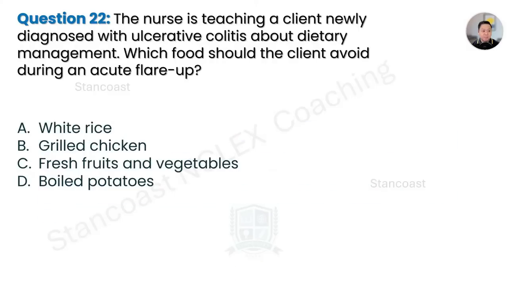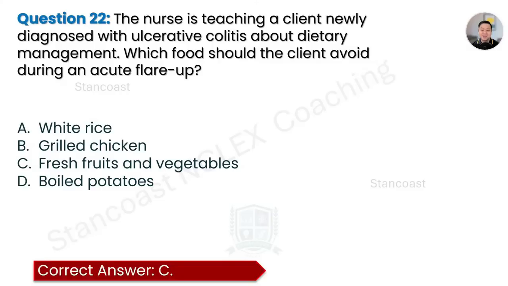Number 22. The nurse is teaching a client newly diagnosed with ulcerative colitis about dietary management. Which food should the client avoid during an acute flare-up? A, white rice. B, grilled chicken. C, fresh fruits and vegetables. D, boiled potatoes. The answer is letter C.